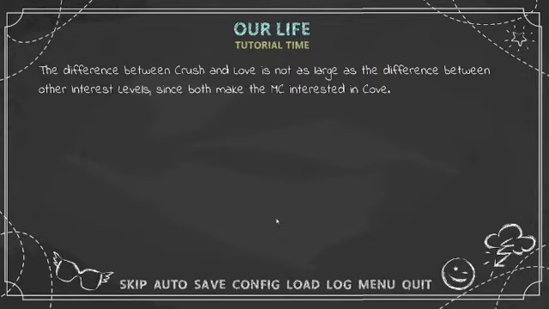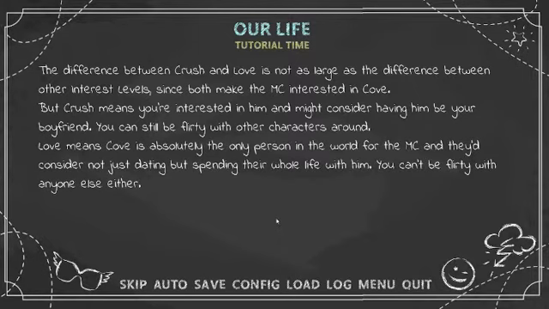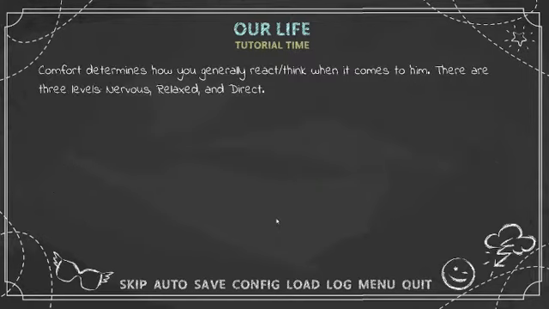Step 2. The difference between crush and love is not as large as the difference between other interest levels, since both make the MC interested in Cove. But crush means you're interested in him and might consider having him be your boyfriend. You'll still be flirting with other characters around. Love means Cove is absolutely the only person in the world for the MC, and they consider not just dating, but spending their whole life with him. You can't be flirting with anyone else either. Comfort determines how you generally react to things when it comes to him. There are 3 levels: nervous, relaxed, and direct.